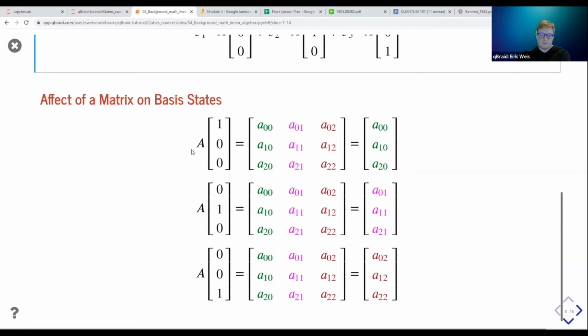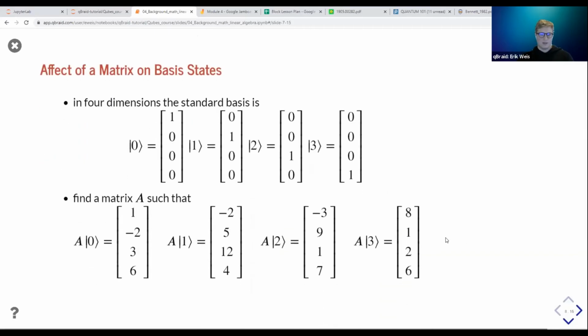For any matrix A, the effect on the standard basis is that we take the first, second, and third columns, respectively, for each basis state. So the first basis state, we take the first column of the matrix. If we apply A to the second basis state, we get the second column of the matrix. And if we apply A to the third basis state, we get the third column of the matrix. And so what we can do is use this property to build linear transformations based on how they affect the basis state. So let's look at an example.